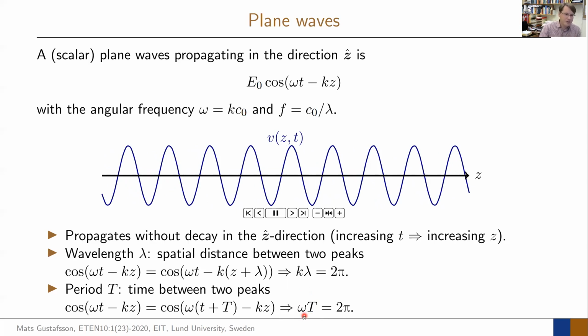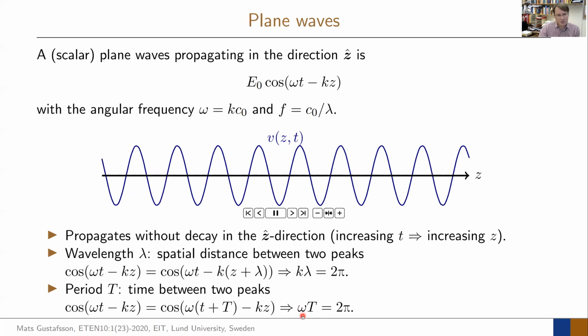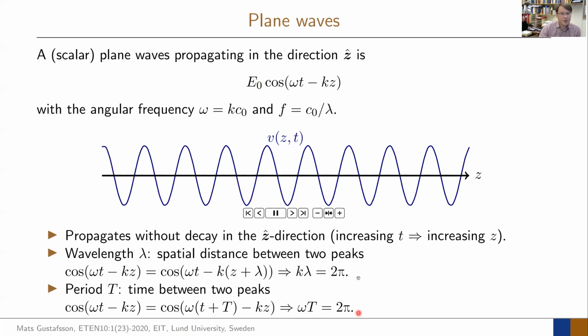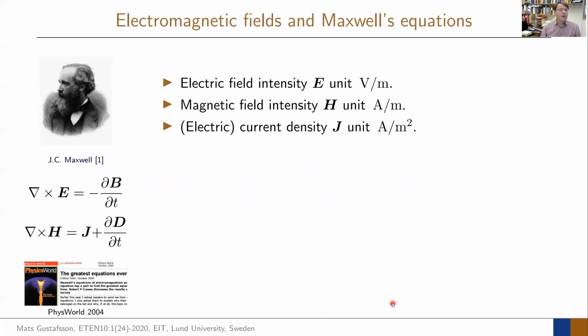And of course, in time, you usually also have the frequency, which is the 2 pi difference from the angular frequency. So these are the relationships that we have in this type of waves, which we will use. But now we will do it for electromagnetic waves.